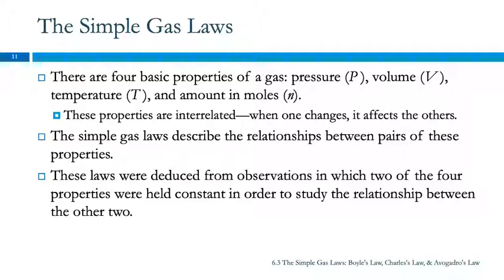So there are different groups of gas laws. The simple gas laws are mathematical relationships describing the relationship between two properties. So we could look at the relationship between pressure and volume. To study that relationship, you have to keep the other properties the same. You have to keep the temperature and the amount of gas the same. And these laws were deduced from observations, holding two of the four properties constant and looking at variations in the other two. And these laws were observed a long time ago.